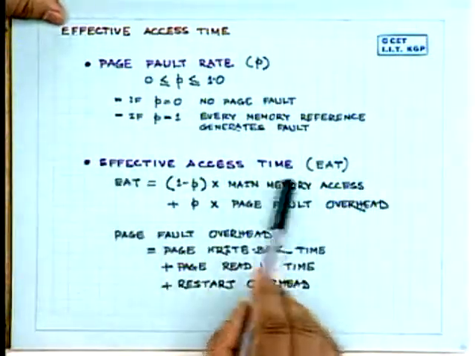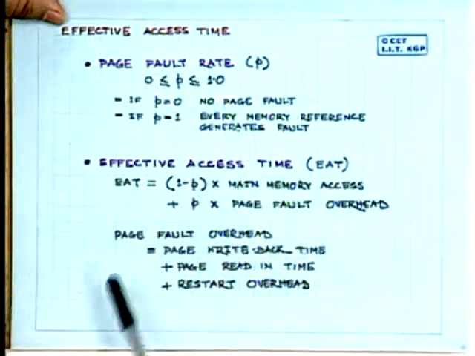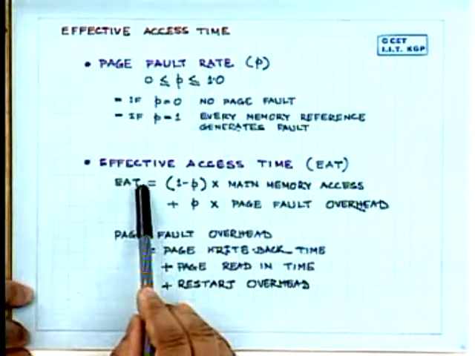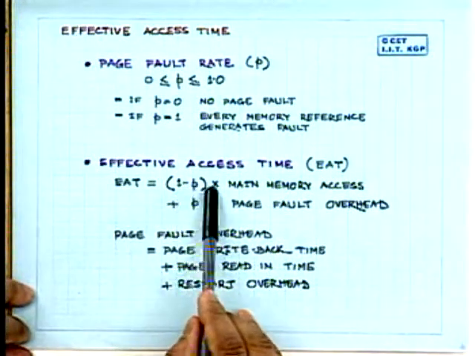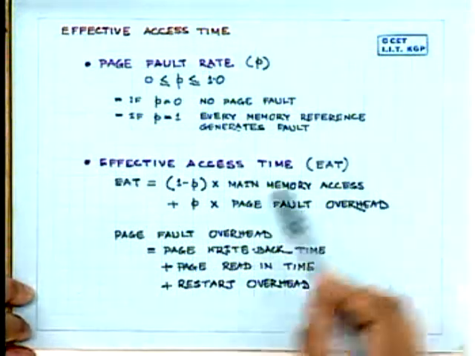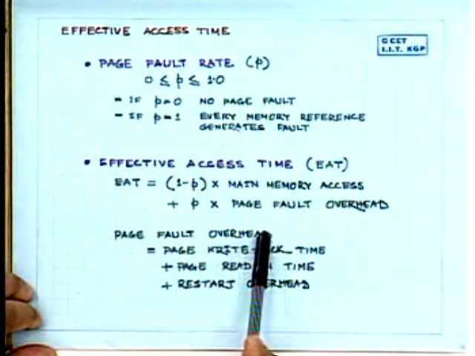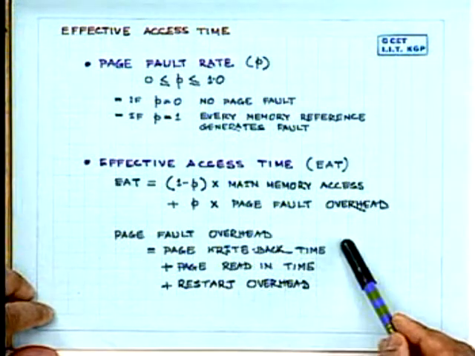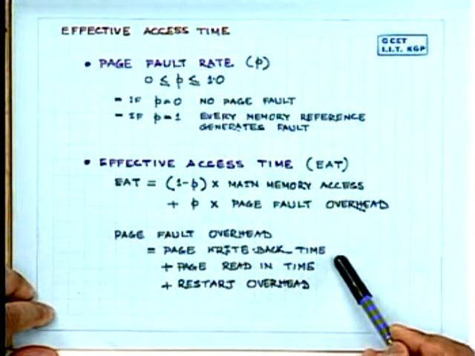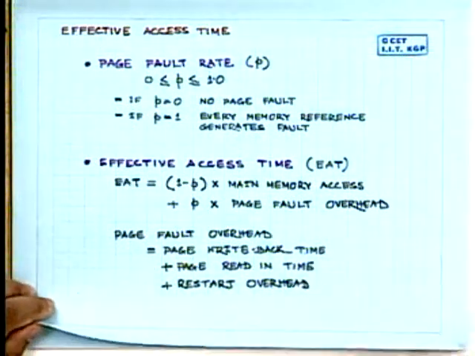Then let's see what the effective access time, EAT, should be. The effective access time is (1 minus P) times the main memory access time, plus P times the page fault overhead. And the page fault overhead is the page write back time, plus the page reading time, plus the restart overhead. That entire thing is the page fault overhead.